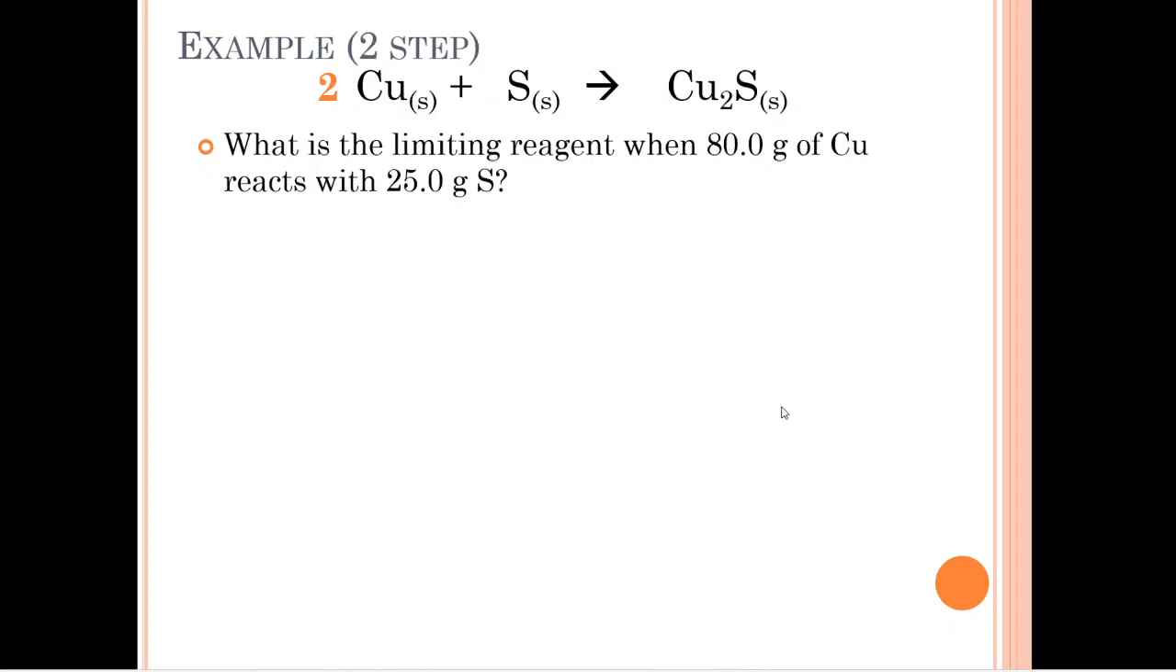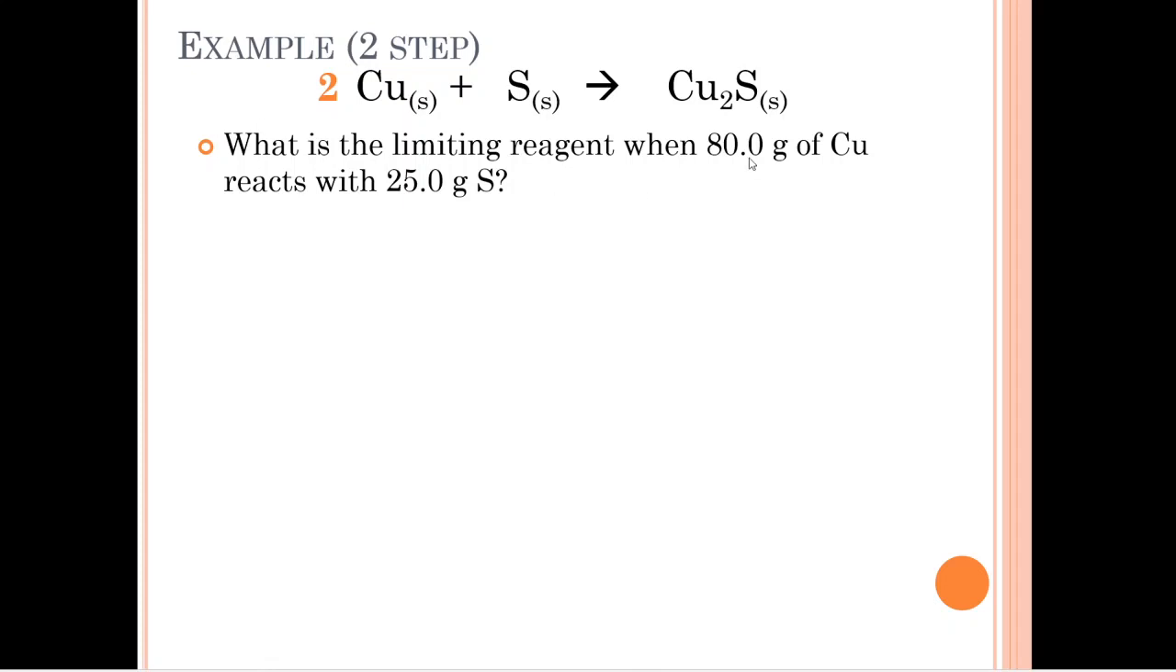All right, let's look at an example of a two-step problem. What happens when we have to do a two-step one? There's our balanced equation. It's already balanced for you. So please make sure, even on the test, that your equation is balanced before you start any stoichiometry problem. What is the limiting reagent when 80 grams of copper reacts with 25 grams of sulfur?